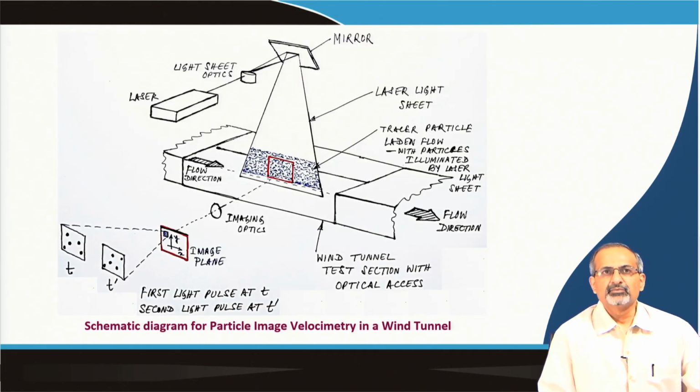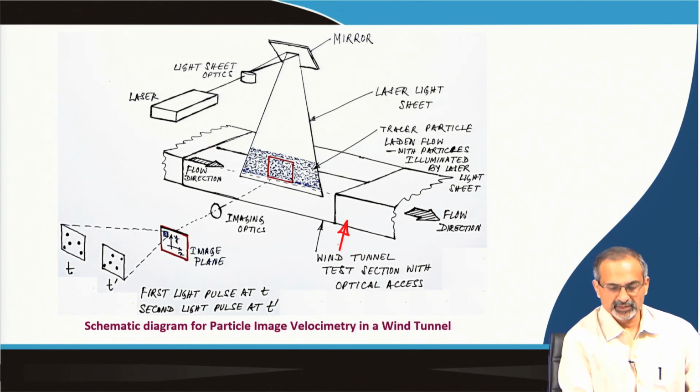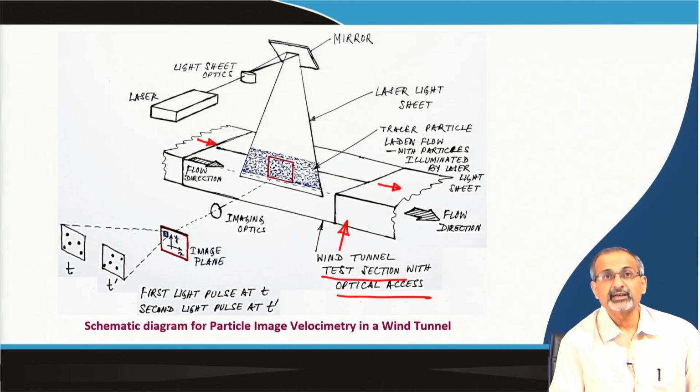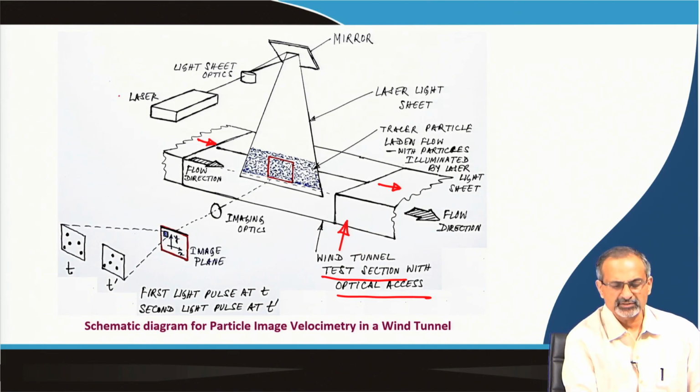This is a schematic diagram of a particle image velocimetry setup in a wind tunnel. This is the wind tunnel test section. The flow is moving in this direction, and you have optical access provided at the test section, so that you can perform the particle image velocimetry measurements. What are the important constituents of the system? A laser, laser sheet optics, mirror, laser light sheet. The laser light sheet is the intended entity for which you have the laser, the optics and the mirror system.